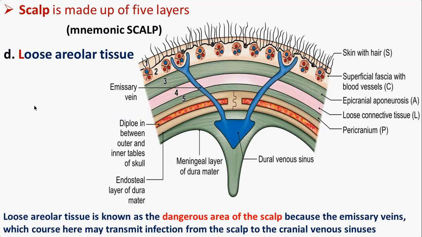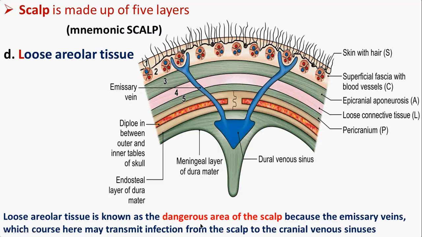The fourth layer is the loose areolar tissue. Okay, so loose areolar tissue. It is made up of loose areolar tissue, that's why the name. So here you can see this layer, the loose areolar tissue, below the epicranial aponeurosis.